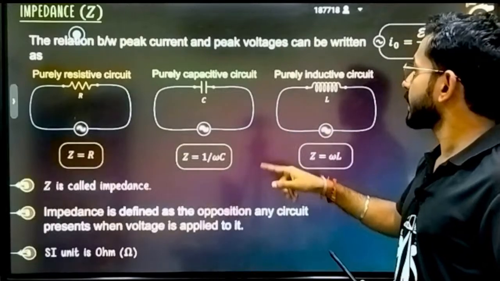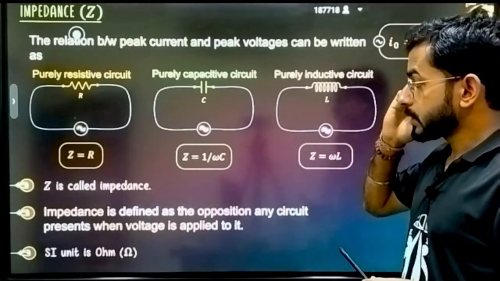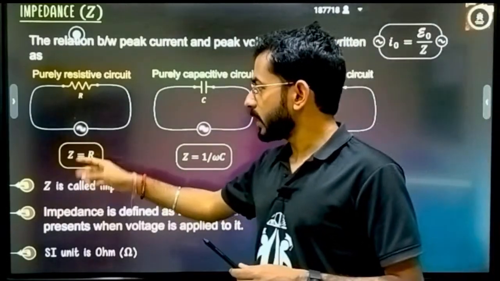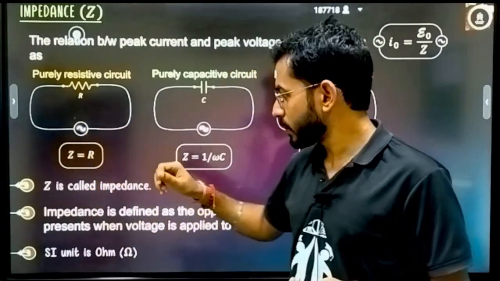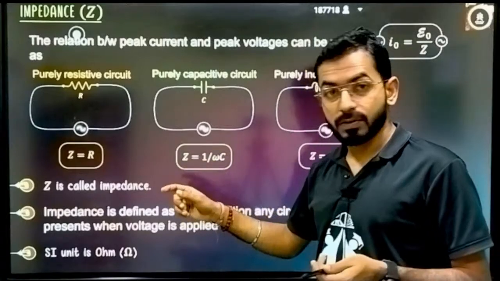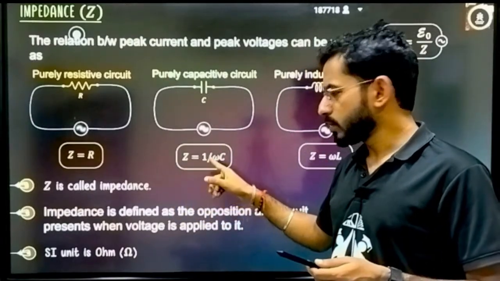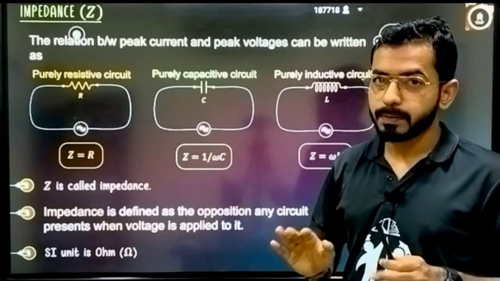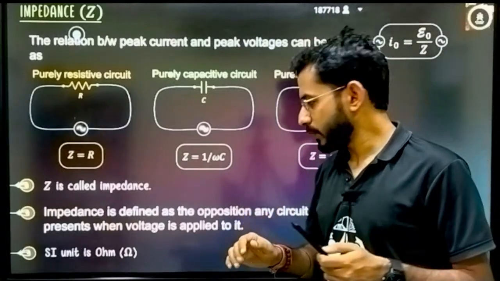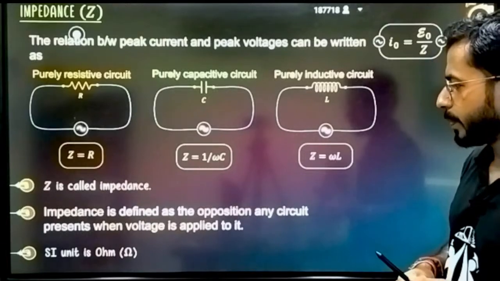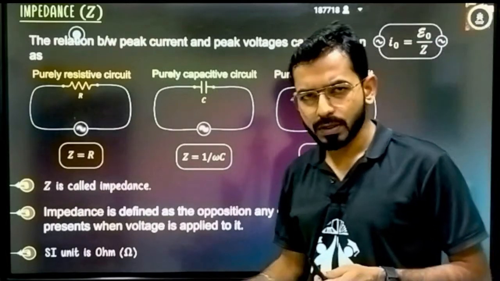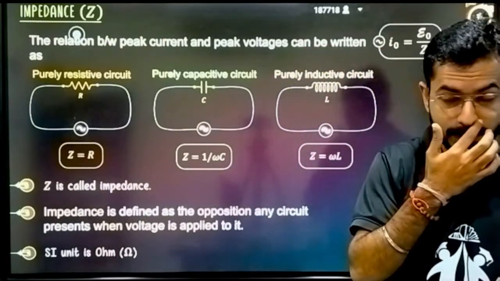Here all these are pure circuits. If it is a purely resistive circuit, Z equals R, simply the resistance. If it is a purely capacitive circuit, Z equals 1 by omega C. I hope that formula is remembered. And for the inductive circuit, Z equals omega L. The SI unit is again ohm, since we are talking about resistance.